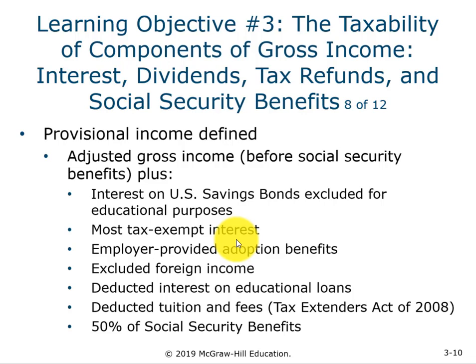And we may have other things that have to be added in here, like interest on educational loans, deducted tuition and fees, which is no longer deducted after 2022, so it's not an issue. So most important is that tax-exempt interest, and then the last one, 50% of Social Security benefits. So provisional income is calculated by adding these things onto our AGI.